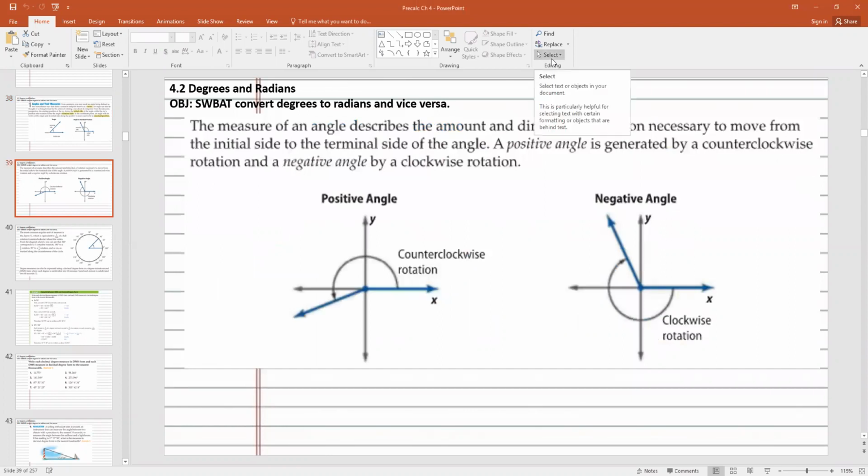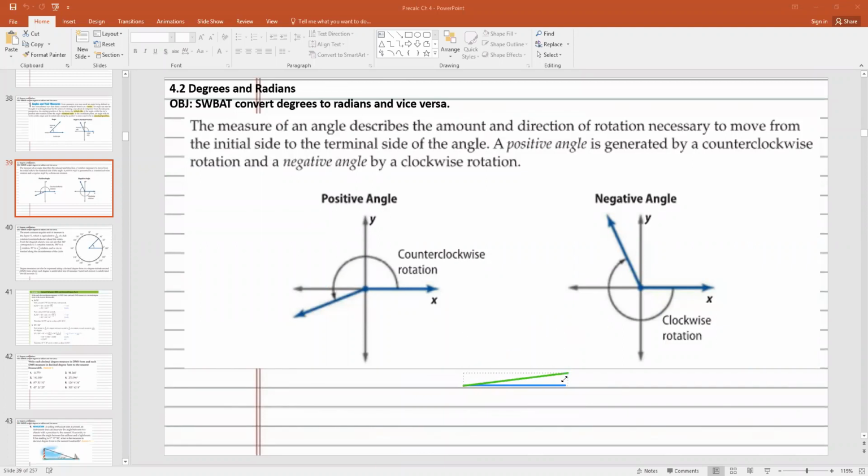All right, and it says here the measure of an angle describes the amount and direction of rotation necessary to move from the initial side to the terminal side. So I showed that before when I was moving the green side, the terminal side. The positive angle is generated by a counter. Oh, I shouldn't have erased it. Let me bring it back. There you go.